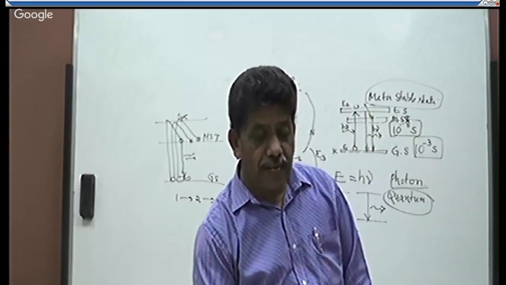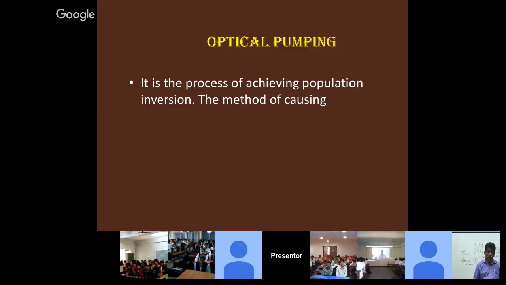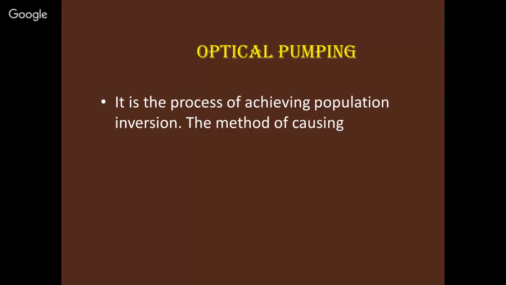So what is optical pumping? Already I told you, it is a phenomenon of achieving population inversion. We are inverting, we are totally changing the situation. The example which I gave is the village, wherein many people are taken to other places, and thereby the village population is reduced, and people are found crowded in cities like Bangalore and so on. So optical pumping is a process of achieving population inversion.